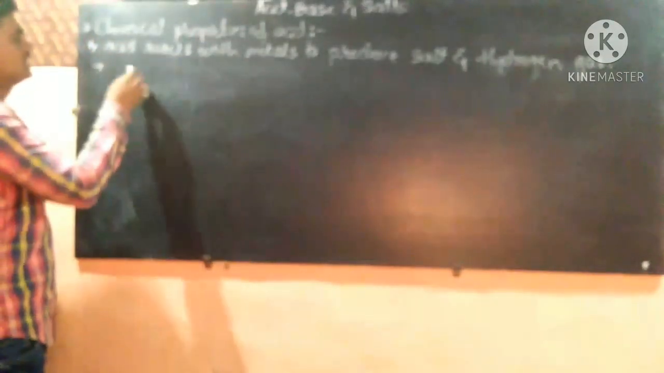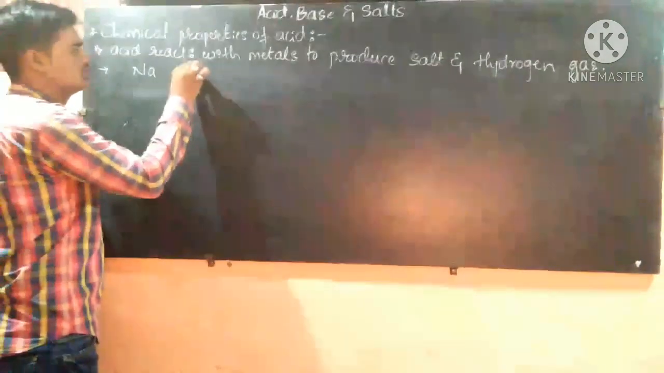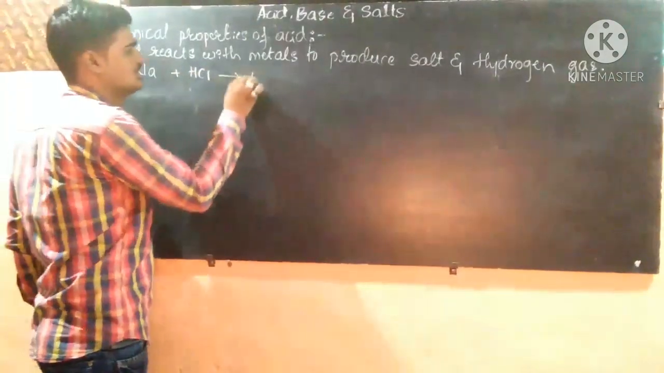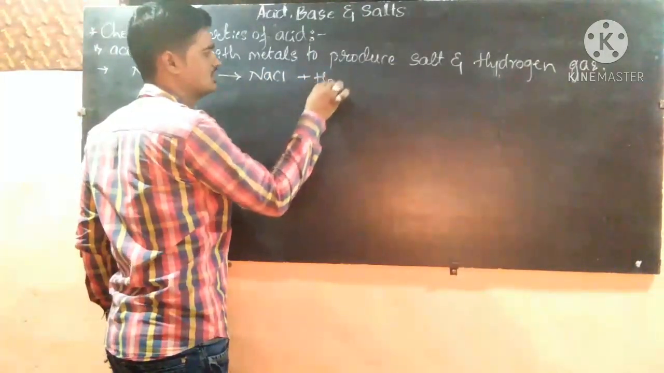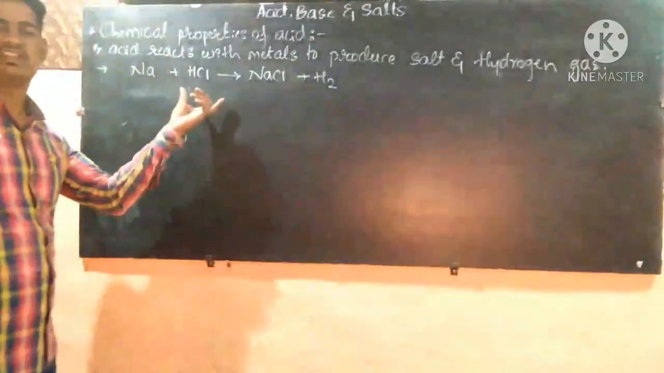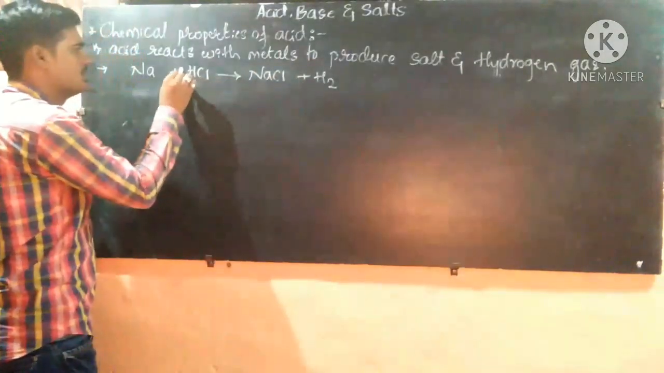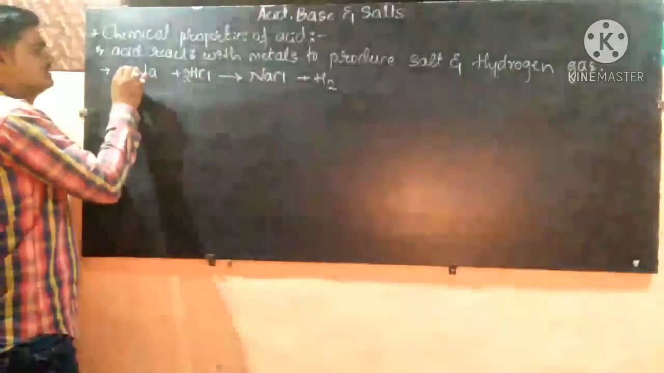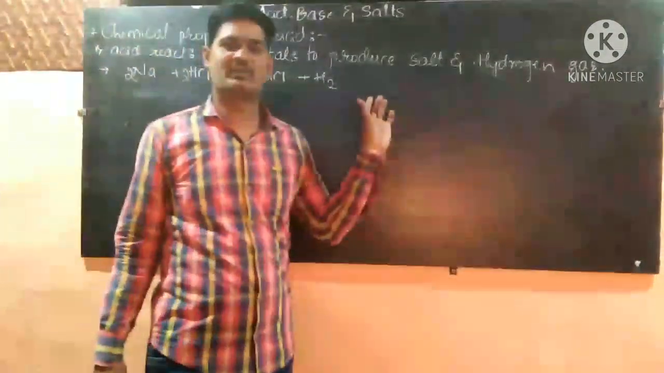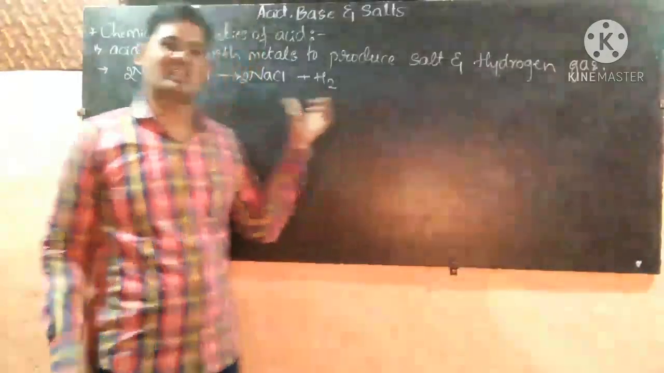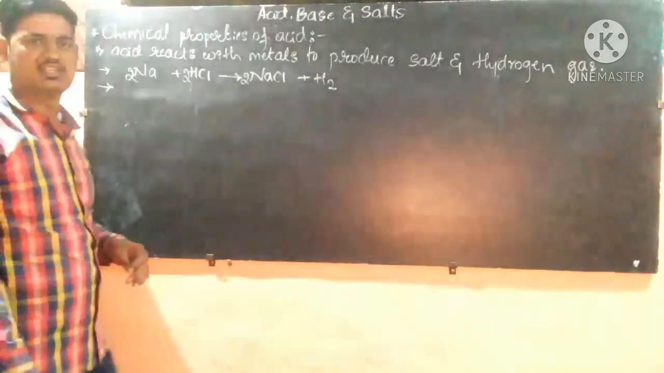So we will take the metal, that is sodium, reacts with hydrochloric acid, it gives sodium chloride, salt, plus hydrogen gas. But the reaction is not balanced. To balance the chemical reaction we have to multiply by 2 here, and then by 2 here, and here we will multiply by 2. Balancing of a chemical reaction, for that I will make a separate video. There you will understand more about the balancing of a chemical reaction.